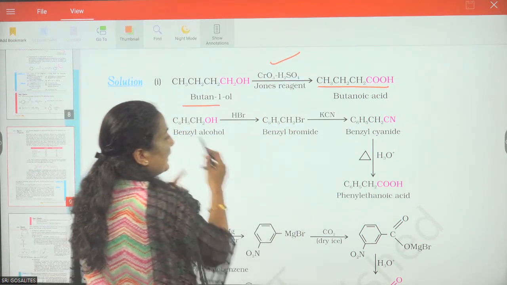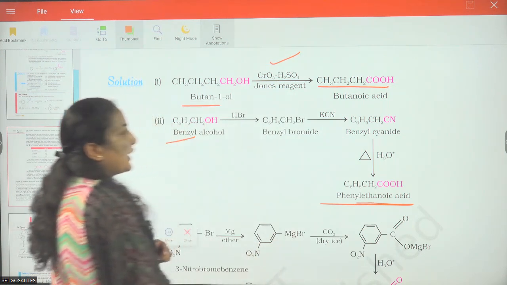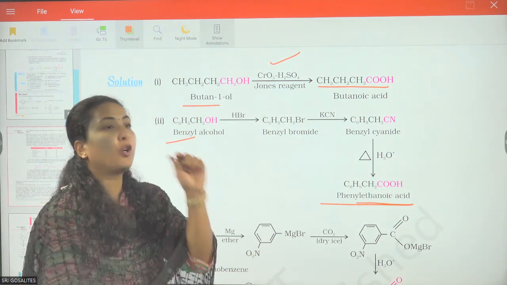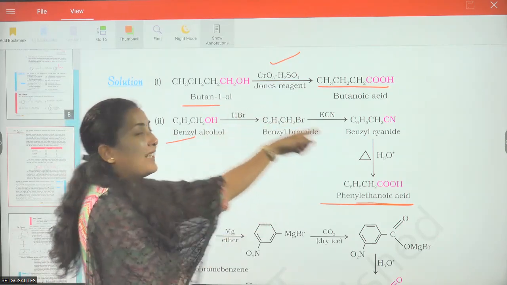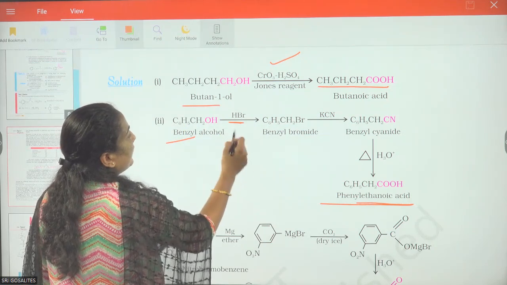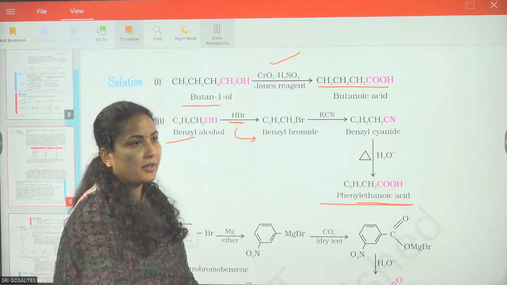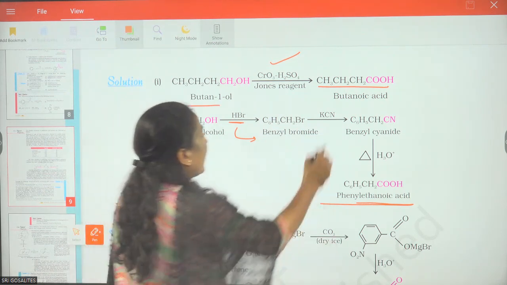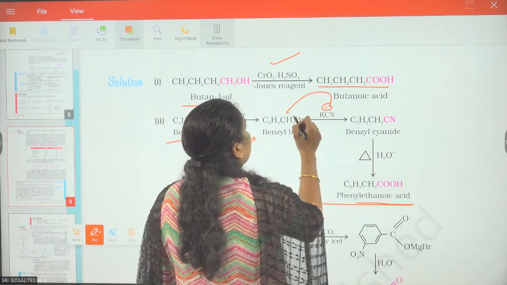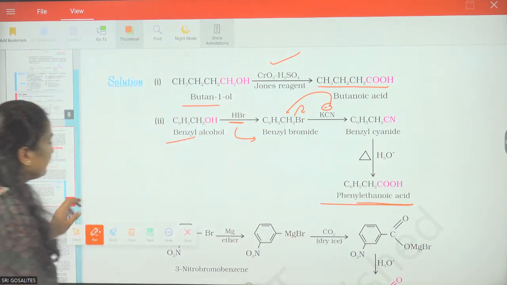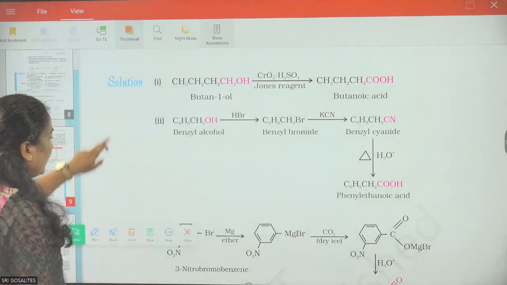Now again, from benzyl alcohol, you have to make phenylethanoic acid. Phenylethanoic acid means you have to increase one carbon there. So for introducing one more carbon, CN has to be brought. Okay. Now you first convert it to benzyl bromide. Maybe PCl5 or something would also have been employed here. After that, you do the CN minus attack and bromine will be leaving. And after that, you do the hydrolysis. Okay. So I hope this is clear to you.